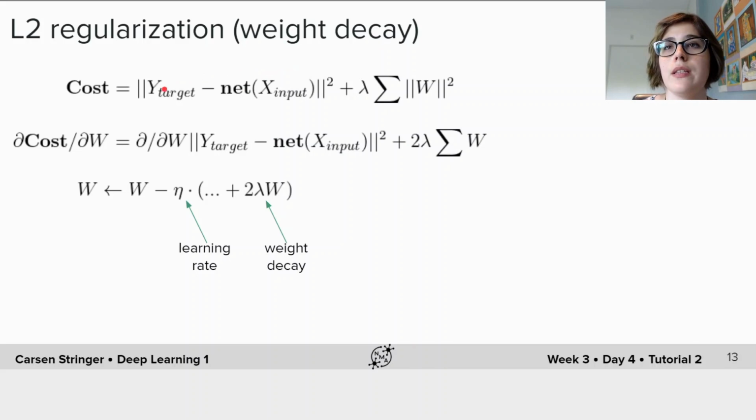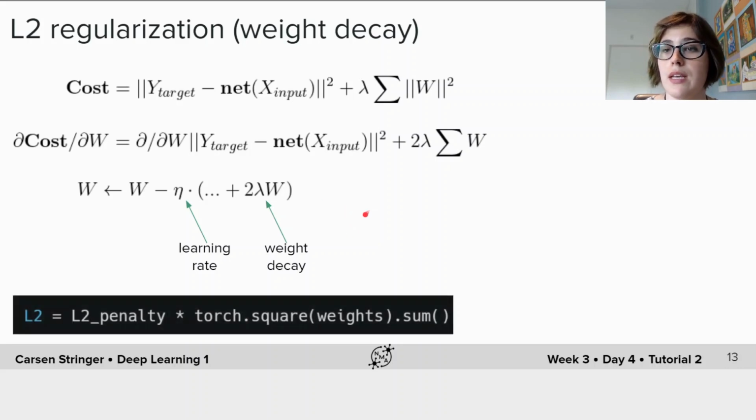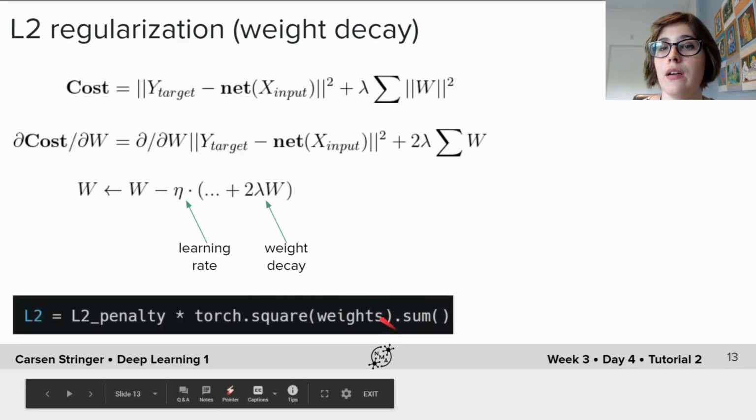And you can implement this in your optimizer using the weight decay parameter as an input, or you can add it to your network manually, which is what we do in this case, where we take the weights of our linear layer and we add this L2 penalty, which is going to be squaring the weights and then summing them.